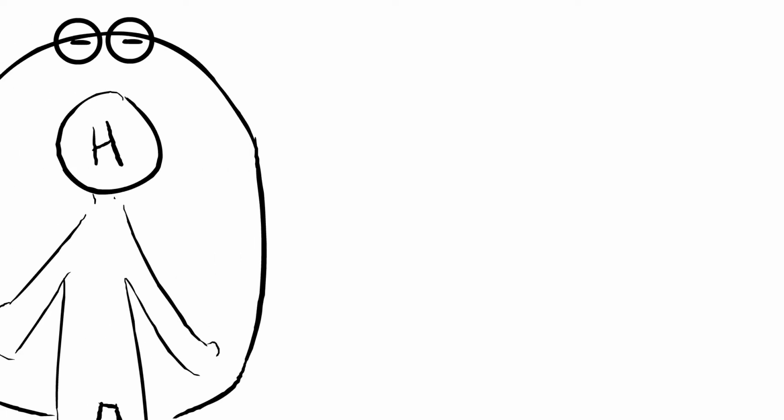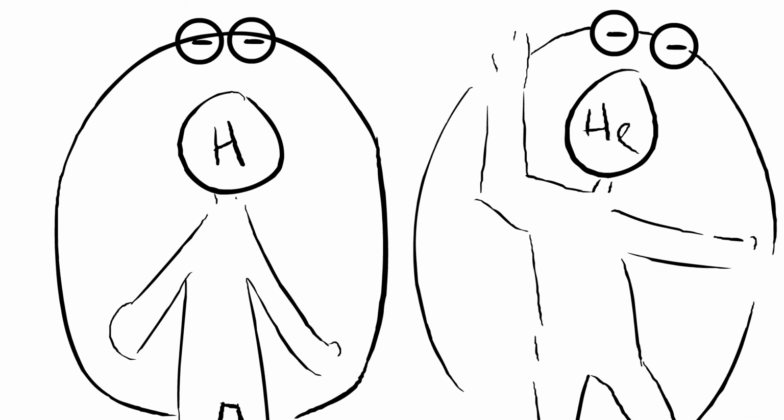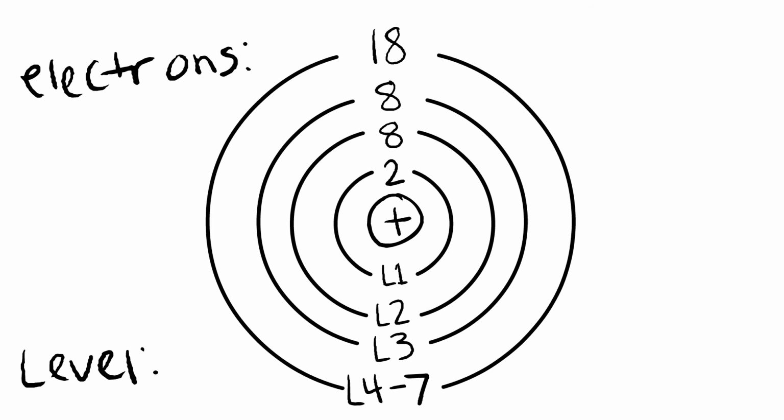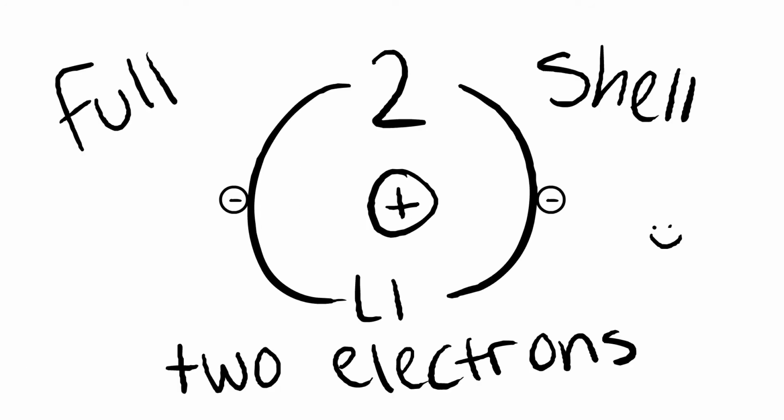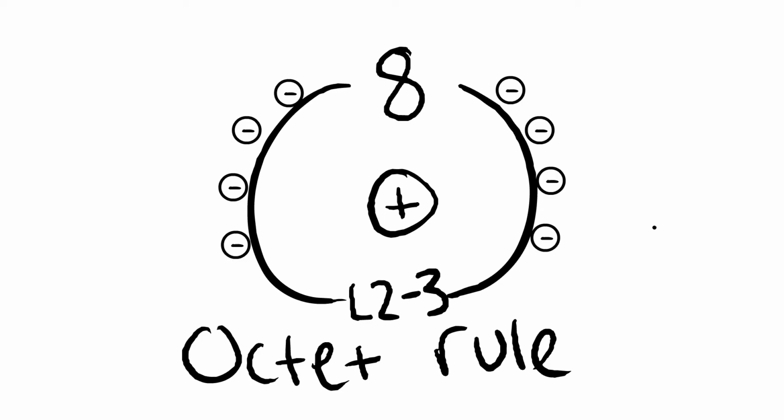Unless the atoms are hydrogen and helium, which only require 2 electrons since they only have 1 energy level, that 1 energy level can only hold 2 electrons, making it a full shell. Achieving 8 electrons for a full shell is known as the octet rule.